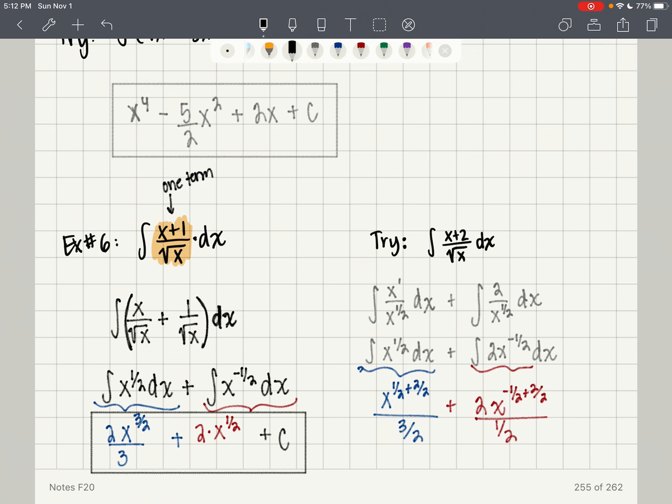And then my final answer, that's going to be x to the 3/2 in the numerator. Dividing by 3/2 is the same thing as multiplying by 2/3. So 2/3 x to the 3/2 plus dividing by 1/2 is the same thing as multiplying by 2. So that's going to be 4 x to the 1/2, and then plus c. Don't forget c. Why not? Because it's critical.